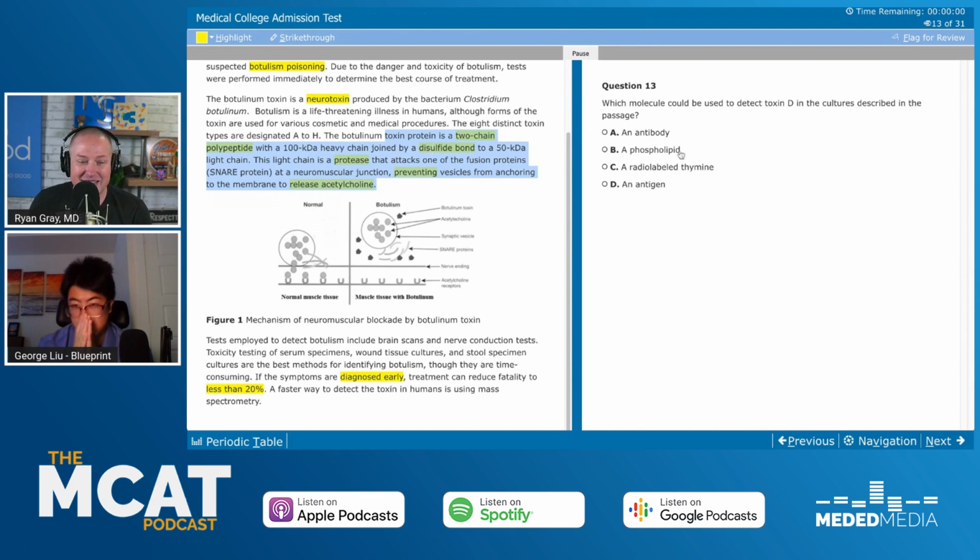Can we go to this? I'm going to go with radio-labeled thymine because I'm like, radio-labeled things are what you use to find things. Fair enough. I don't know. Right? What I've got to tell you, you've fallen into the trap.